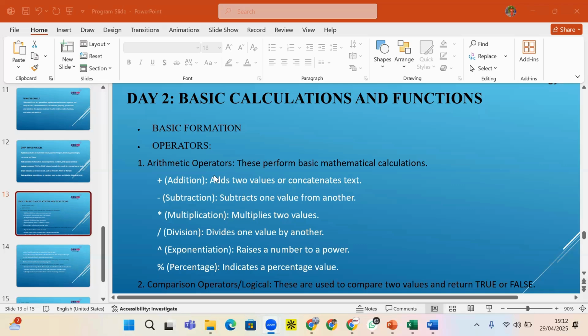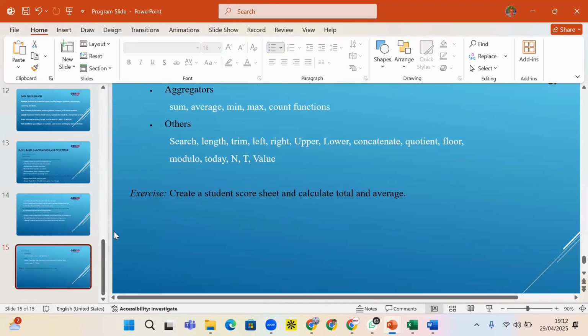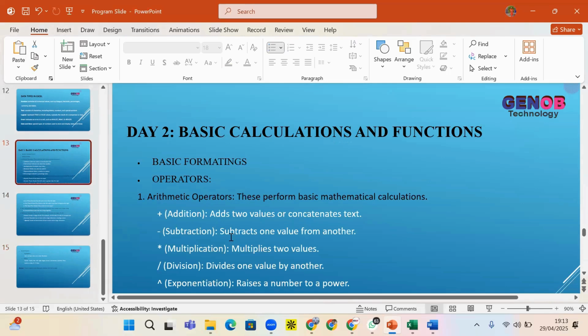Okay, today is day 2. This is what we have for today. We'll look at some basic formatting. It's formatting, not formation. Some basic formatting in Excel. We'll look at operators in Excel. We'll also look at functions, aggregators, and other basic functions in Excel. So we'll start with basic formatting in Excel.